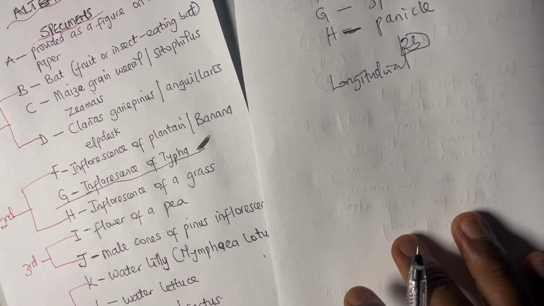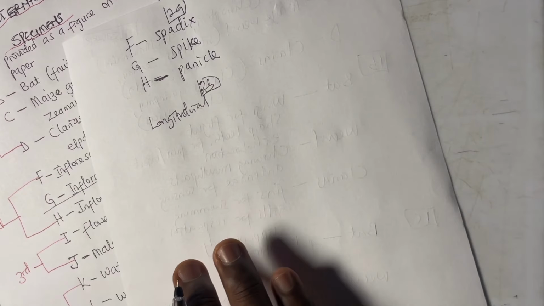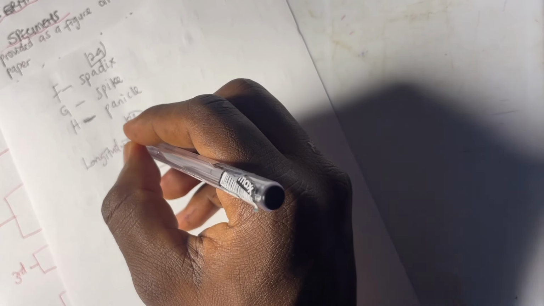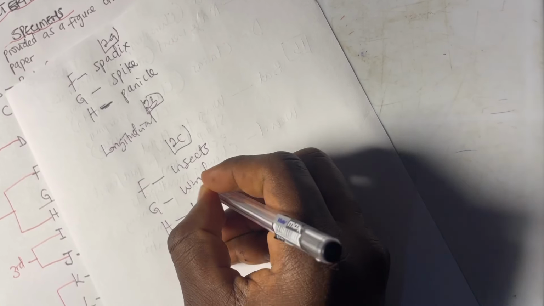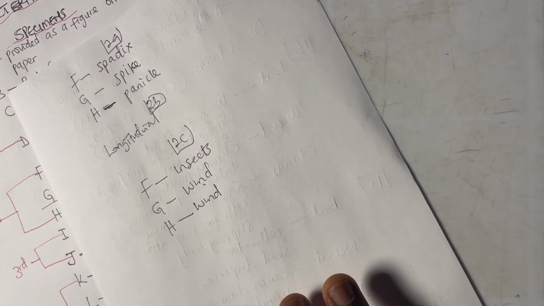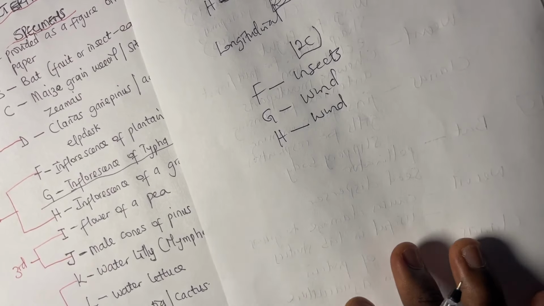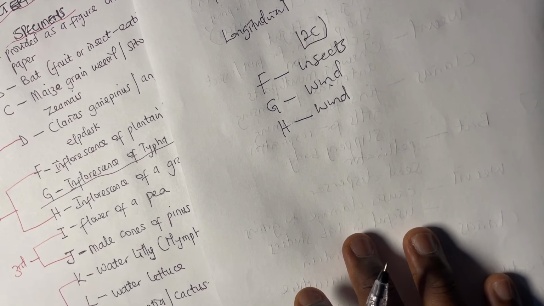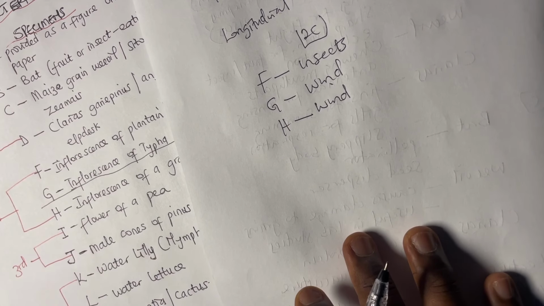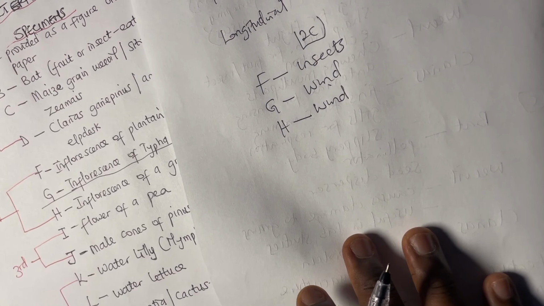Another thing they can ask you from this specimen F, G, and H is that you should state one agent of pollination of each specimen. So what are the agents of pollination? For specimen F, that's insect. While for specimen G, that's wind. And specimen H is also wind. So those are the agents of pollination for those specimens. Another thing they can still ask you is to state two ways by which specimen G is adapted to its pollination method.